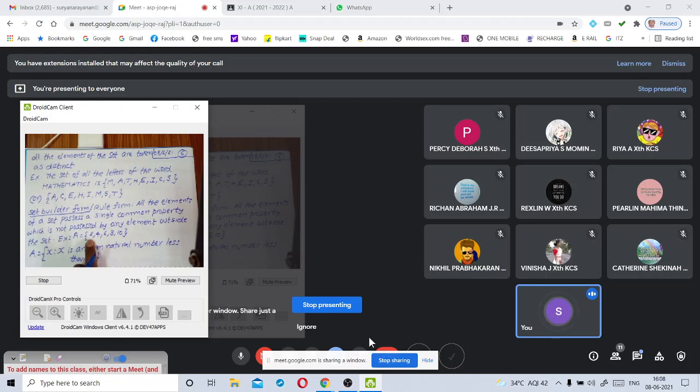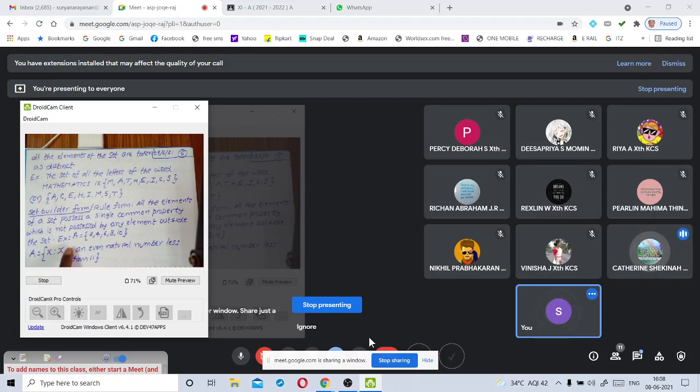If you observe the elements of this set, these are all even numbers and less than 11. Yes or no? Got this point, my dear? Nikhil? Catherine?